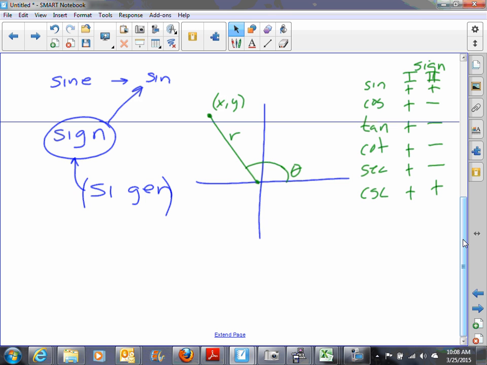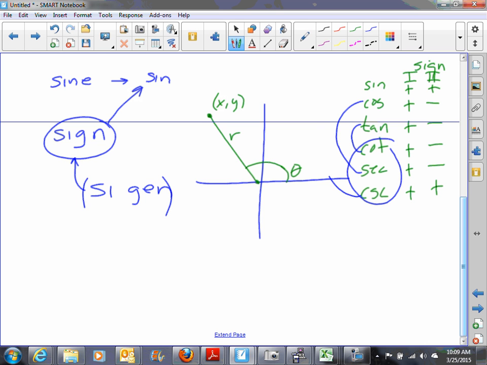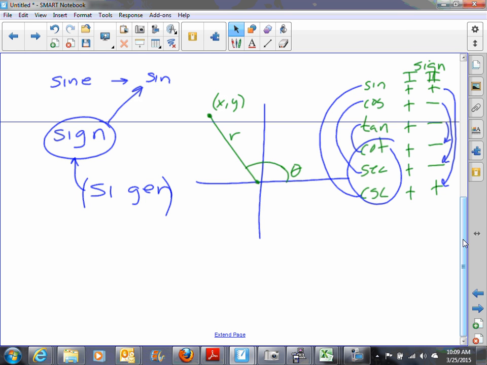You see, these three functions are the reciprocal functions, reciprocal of the tangent, reciprocal of the cosine, reciprocal of the sine. And notice whatever sign the sine is, its reciprocal is the same sign. Whatever sign the cosine is, its reciprocal is the same sign. And whatever sign the tangent is, its reciprocal is also the same sign. Because the reciprocal of a positive number is positive, the reciprocal of a negative number is negative.